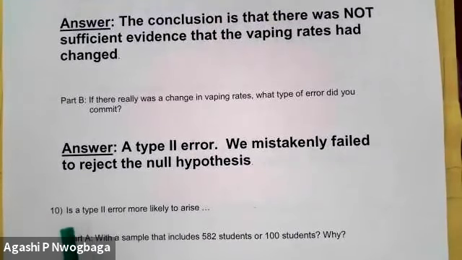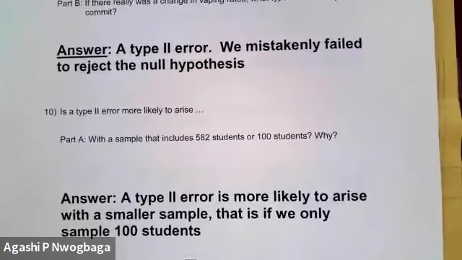Question number 10. Is a type 2 error more likely to arise with a sample that includes 582 students or a sample that has 100 students? And why? We say that a type 2 error is more likely to arise with a smaller sample size. That is, if we only sample 100 students.